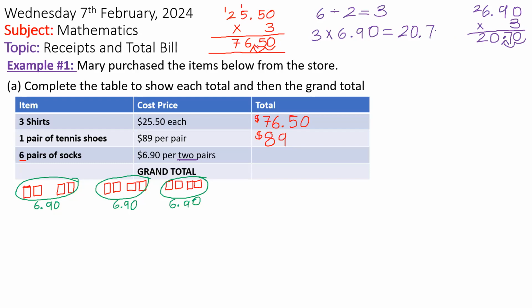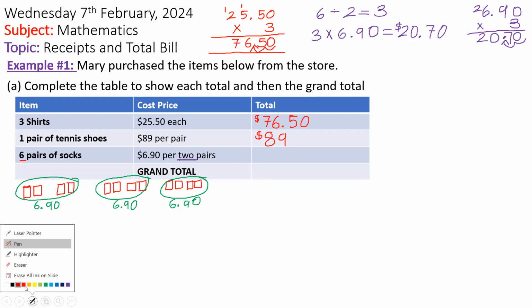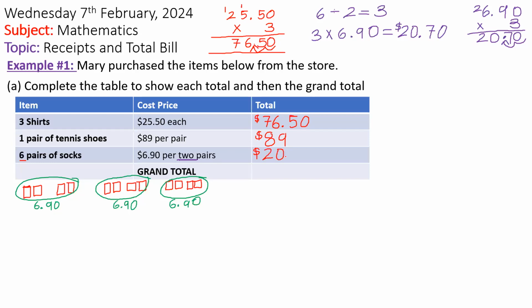70 cents. So for these 6 pairs of socks, I have to pay $20 and 70 cents. So it's gonna be $20 and 70 cents. Good question. Do we understand how we got $20 and 70 cents?